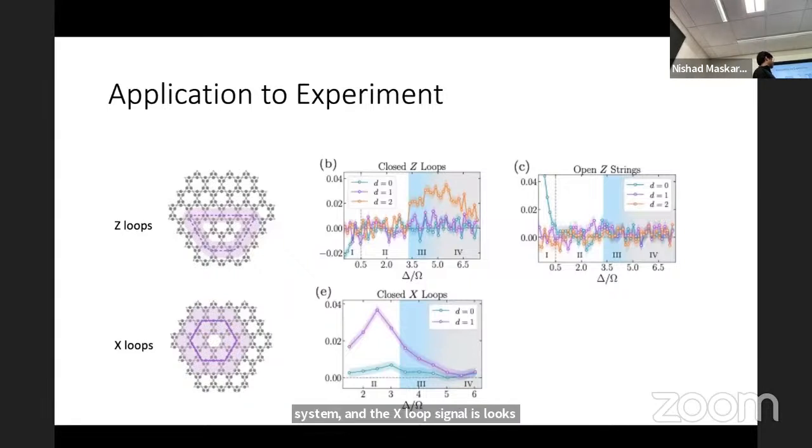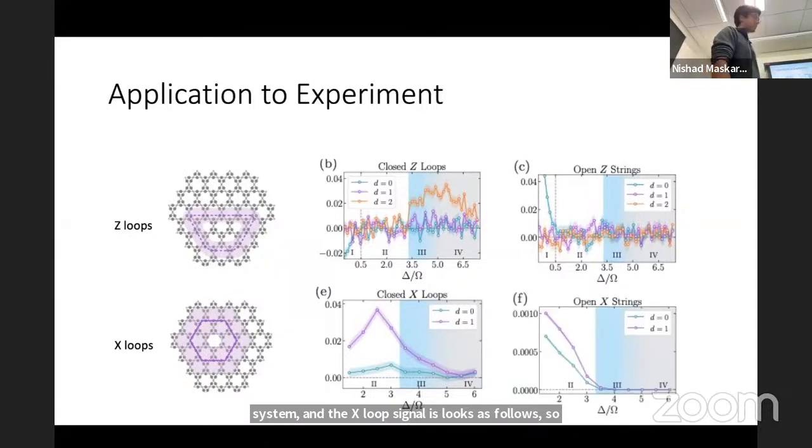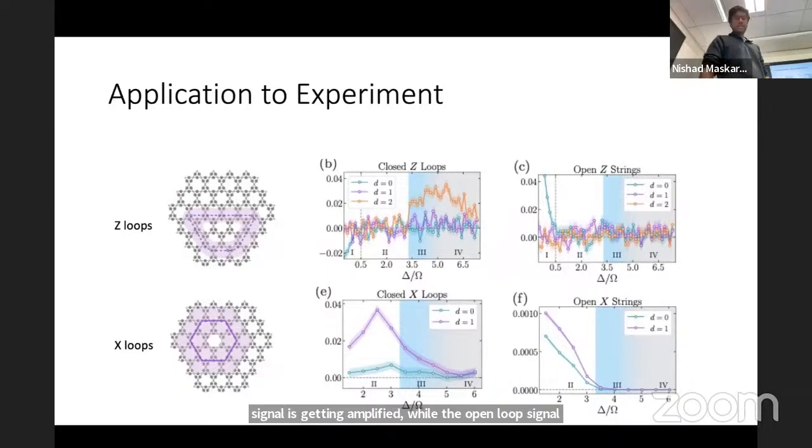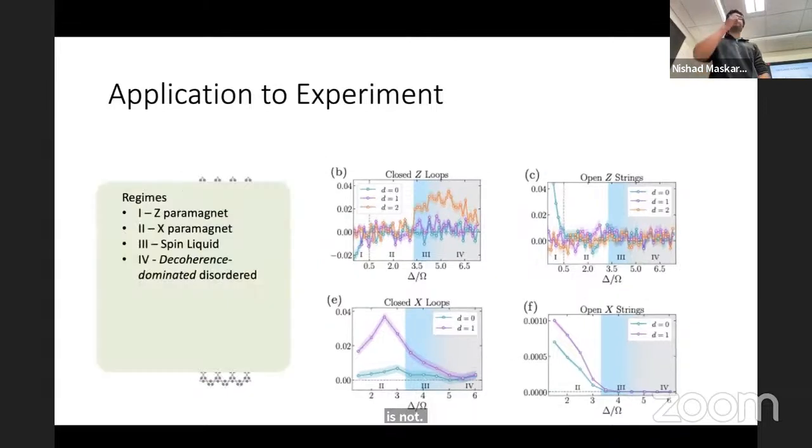So in the regime from 1 to around 3.5, we see that the X loop signal gets amplified quite a bit. Then if we look at the corresponding open loop signal, we see that, again, in the region from 1 to 2.5, the open loop signal is also getting amplified. However, there is a large region, region 3, where the closed loop signal is getting amplified, while the open loop signal is not getting amplified. So if we take all of these 4 different observables together, we can assign a classification to the 4 different regimes that we see in this experiment.